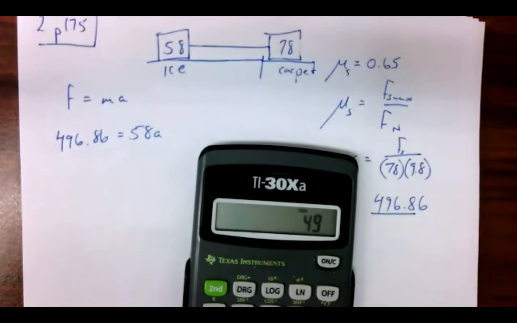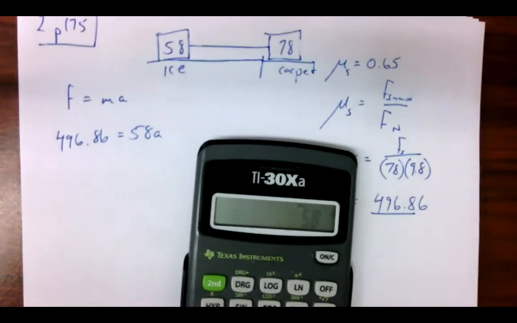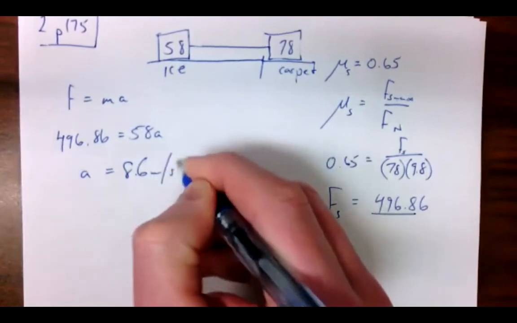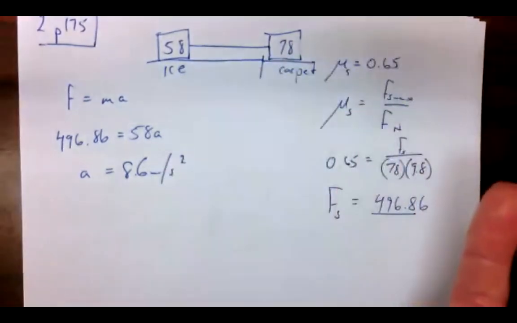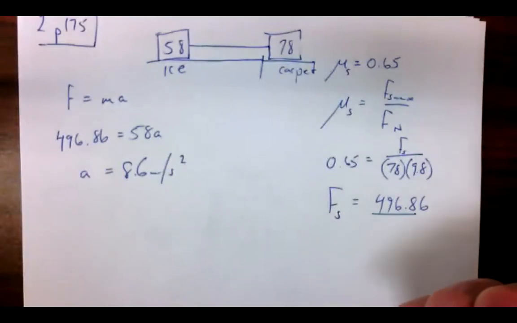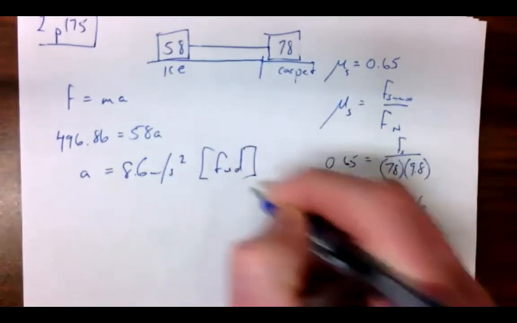Why did I clear the screen? 496.86 divided by 58 is 8.6. Acceleration equals 8.6 meters per second squared. And we're going to say to the right. Does it say left, right? The person standing just off the ice. It doesn't say the direction. Oh, it says towards the off ice person, so whatever. Forward. That works.